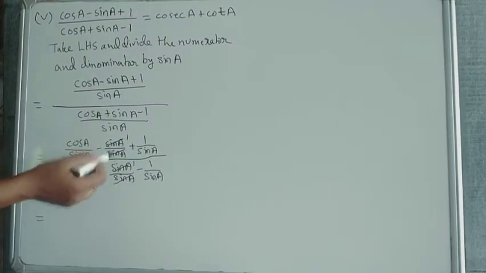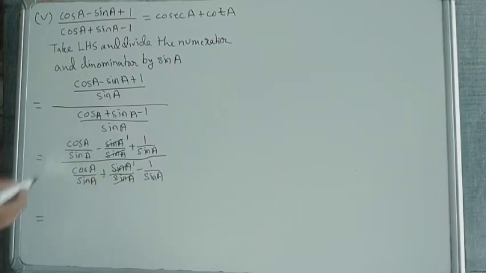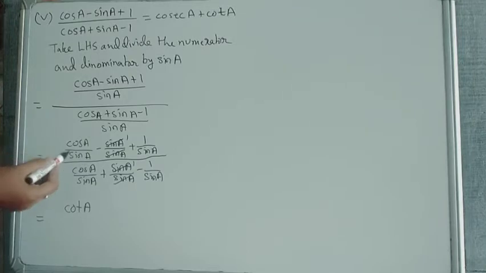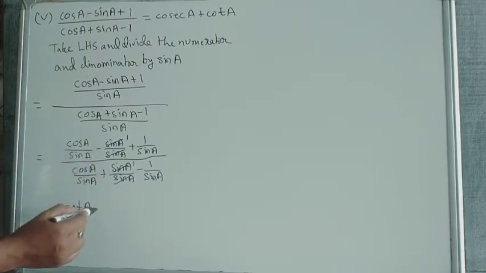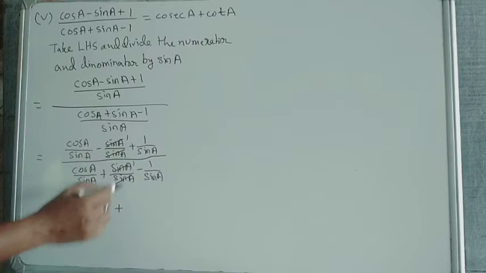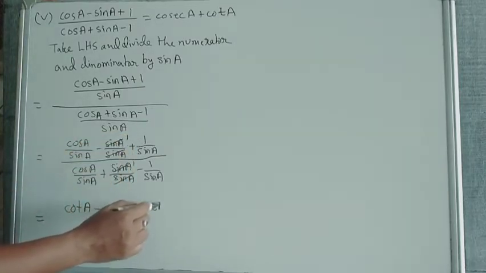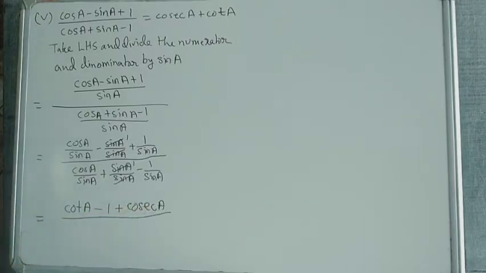Here, because it is sin A by sin A, that cancels and remains 1, and cos A by sin A is our cot A. If you remember, I have told you sin A by cos A is your tan A, so the opposite of tan is cot. So cot A minus 1 plus 1 by sin A, which is cosec A, by again cot A plus 1 minus cosec A.